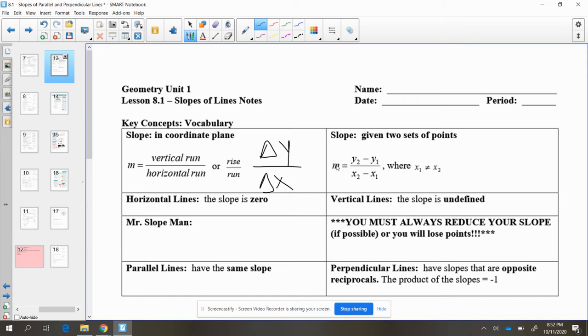Or a lot of times what you'll see, the slope formula, is you're going to subtract your y values, the rise, over your subtracted x values, the run. Okay. Now, you do not want your denominator to equal 0. So that's why we say that they can't be equal to each other, because if your denominator equals 0, then we call that undefined, right? Undefined slope, because you can't have division by 0.